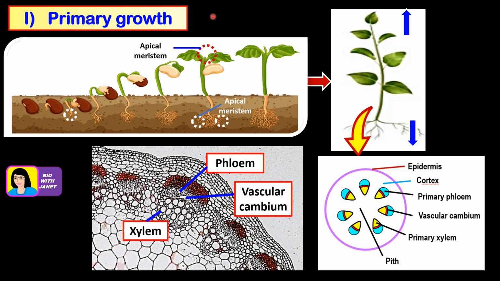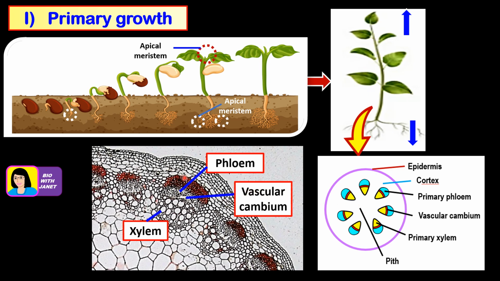So first let's discuss primary growth, which is the elongation of the stem and the roots. Sometimes loosely we call it vertical growth because the plant grows vertically up and the roots will grow downwards. This is the cross section of a stem of a plant that has undergone just primary growth. You have the epidermis, cortex, primary phloem, which is formed in primary growth, vascular cambium, primary xylem, and then the pith. The pith is here.